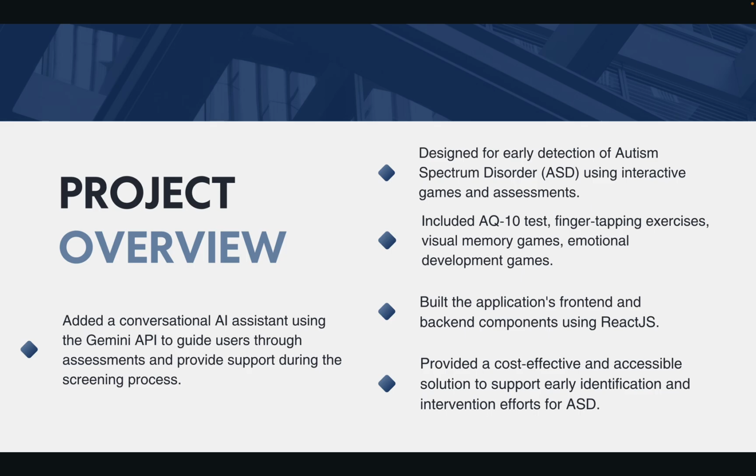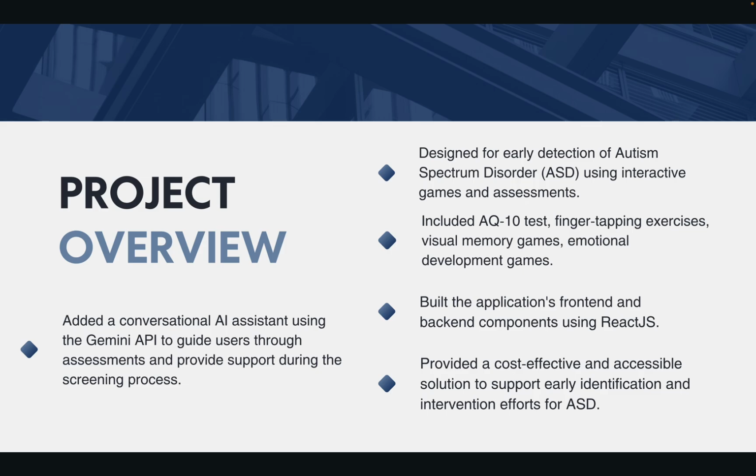This project is specifically designed for early detection of autism spectrum disorder using interactive games and assessments. The games and assessments included are the AQ10 test, finger tapping exercises, visual memory games, and emotional development games. I'll talk about each of them when I show you our web application. This project was built using React.js for both the front-end and back-end components, and it provides a cost-effective and accessible solution to support early identification and intervention efforts.